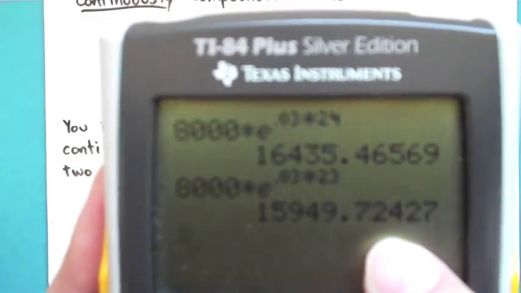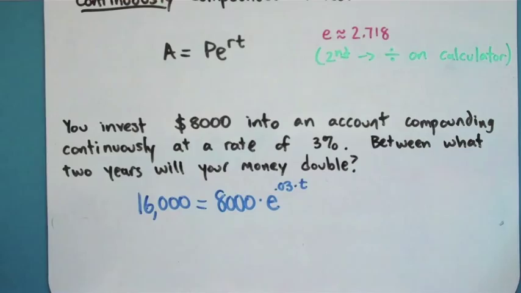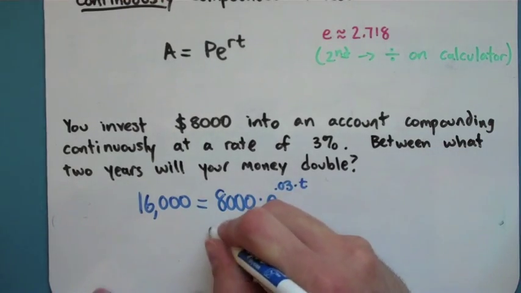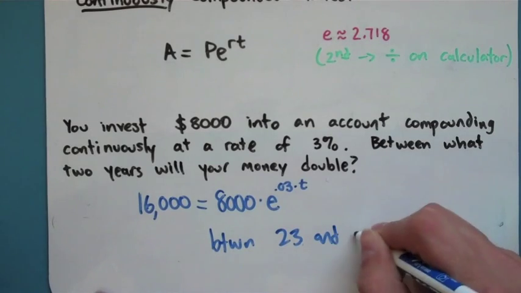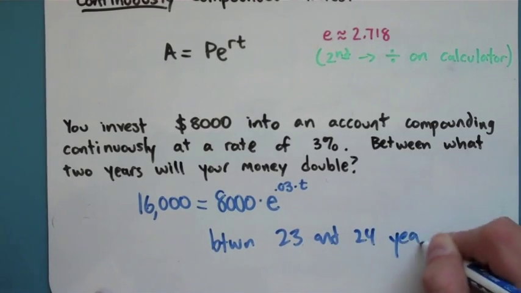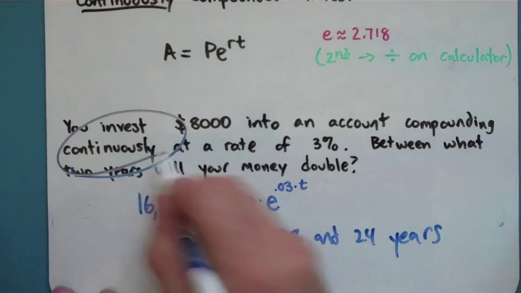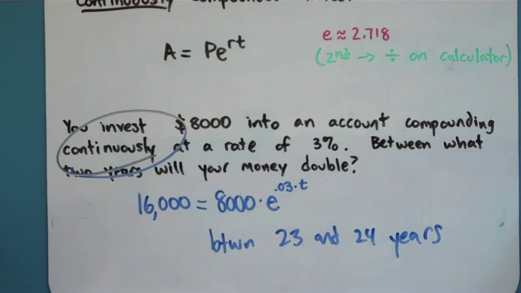So it turns out it's going to be between 23 and 24 years. Here's how much money after 23 years. Here's how much after 24. So I would say for this one, between 23 and 24 years. And again, I use this formula only because it said the word continuously right here. That is the only situation where you'll use P e to the RT power.